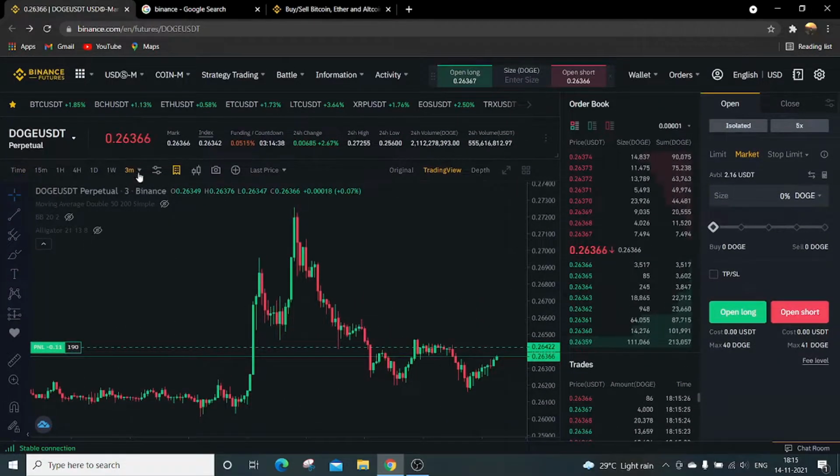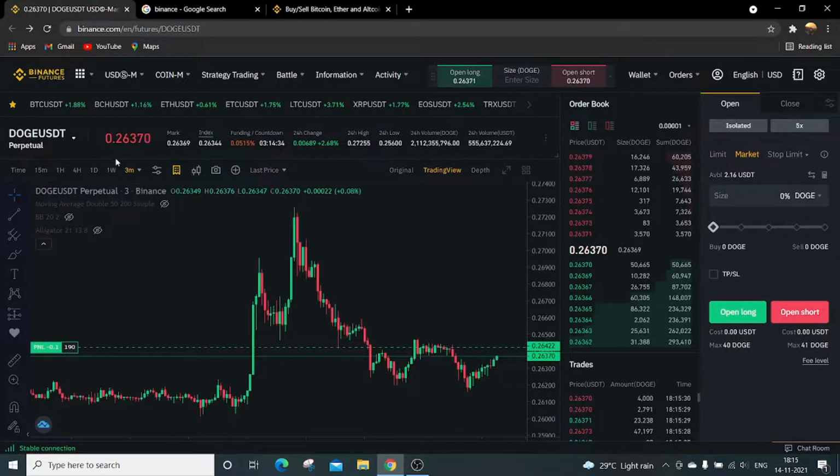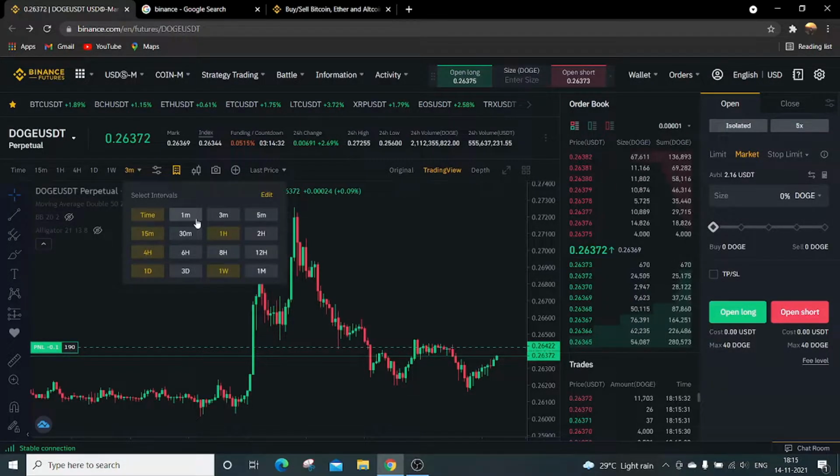Just look at this. This is the time frame. You can easily change the time frame. Just click on this arrow. This is 1 minute, 3 minutes, 5 minutes, 30 minutes, and so on and so forth. You can see all of this.